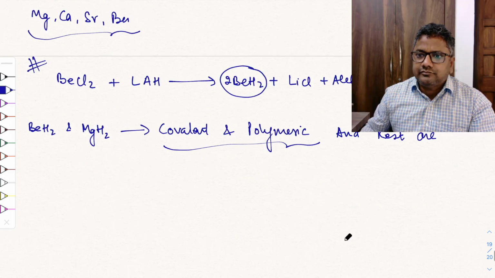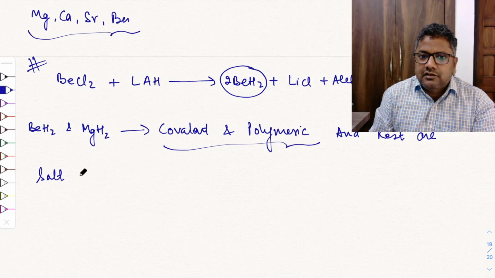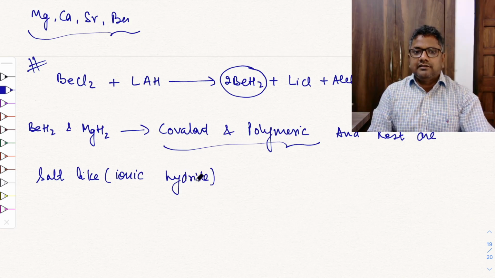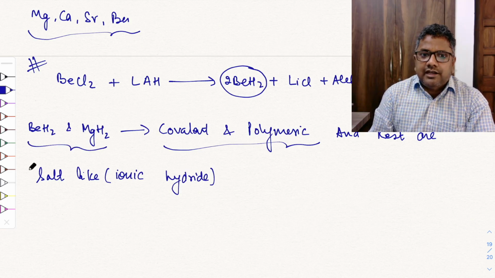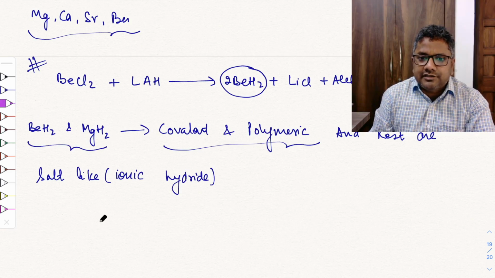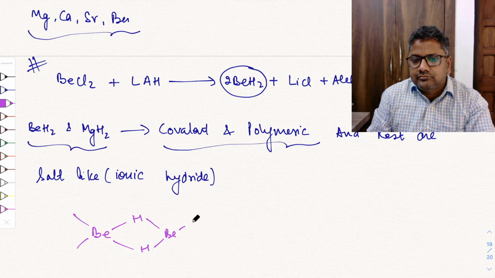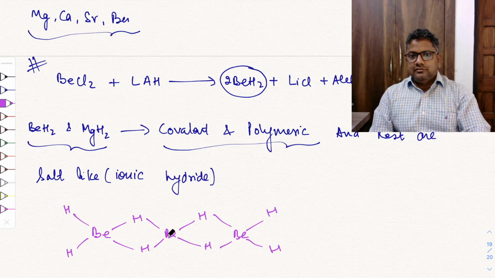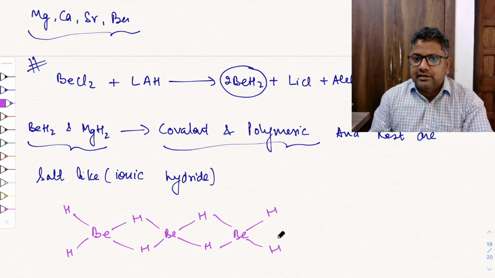The rest are salt-like, meaning ionic hydrides. This BeH2 and MgH2, they are polymeric. See how the chain is formed. This is the structure of this, the BeH2 whole n.